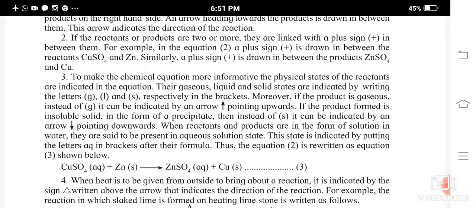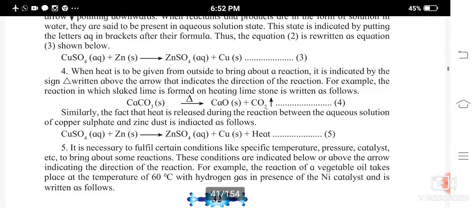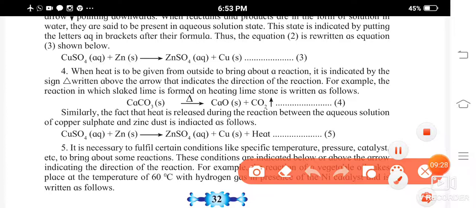So when reactants and products are in the form of solution in water, they are said to be present in aqueous solution state. This state is indicated by putting the letters aq, for aqueous, in brackets after their formulae. Now see, the equation which is there, you can make it more informative also. Till now you saw how to write a simple chemical equation. Now you can make it more informative.